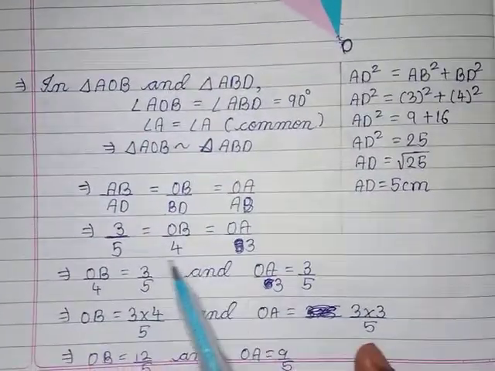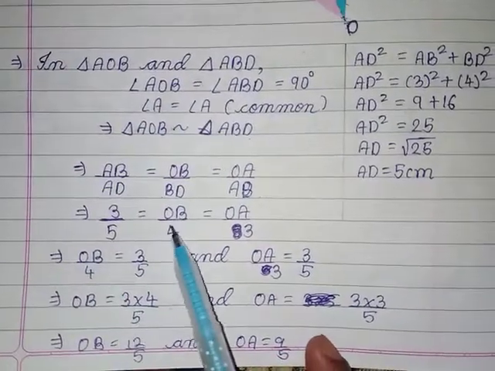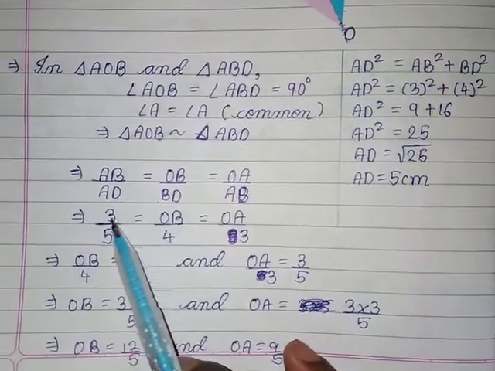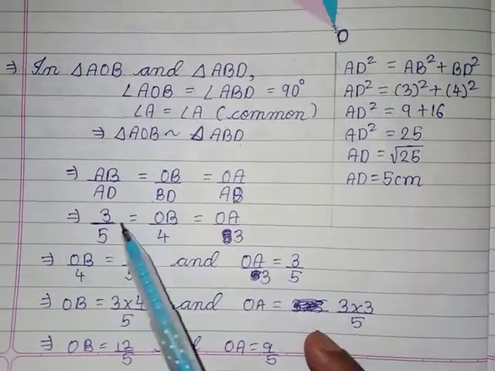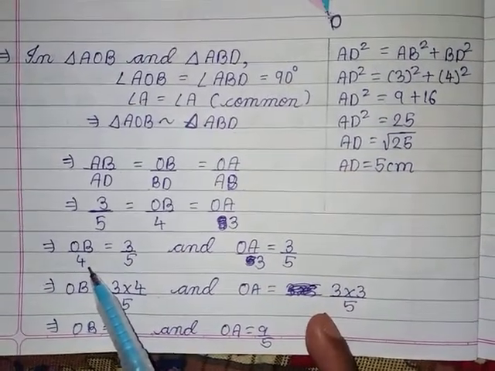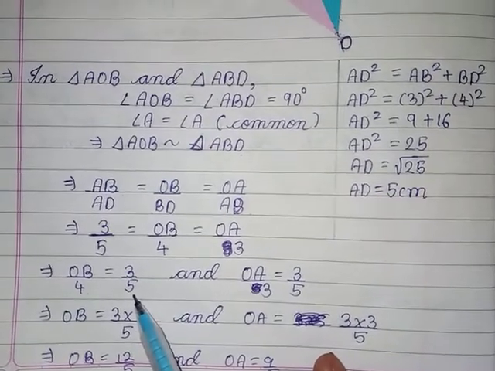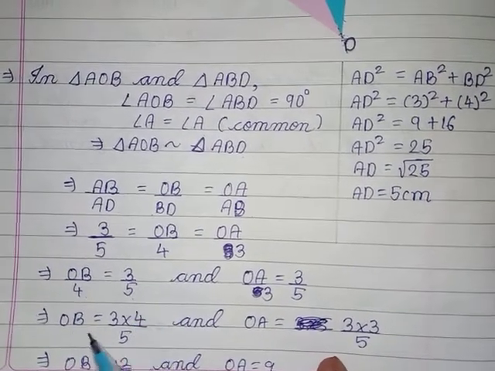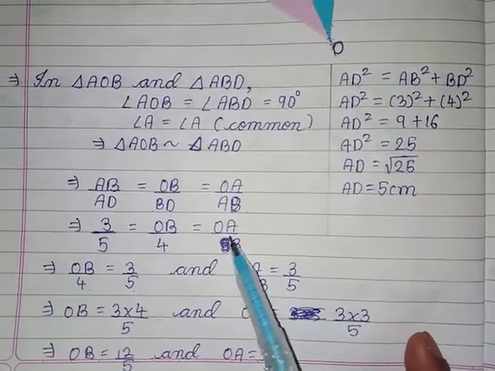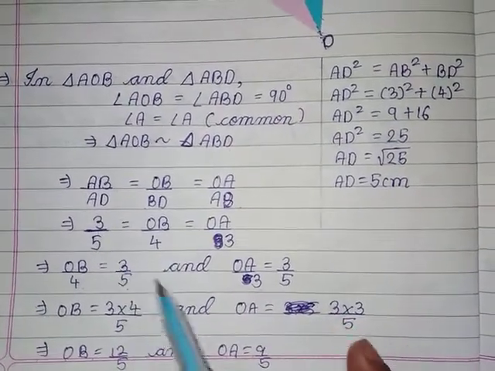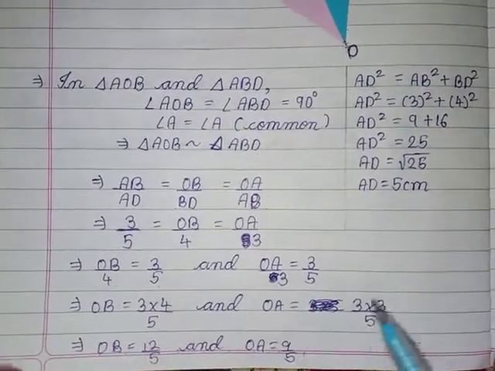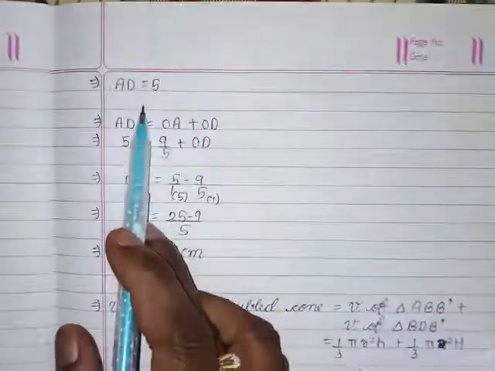If you substitute the given values and find the required OB and OA, then OB upon BD will be 3 by 5 and OA upon AB will also be 3 by 5. So OB upon 4 is equal to 3 by 5, so OB is equal to 12 by 5. And here OA upon 3 is again equal to 3 by 5, so OA is equal to 9 by 5. Okay, now the third thing.